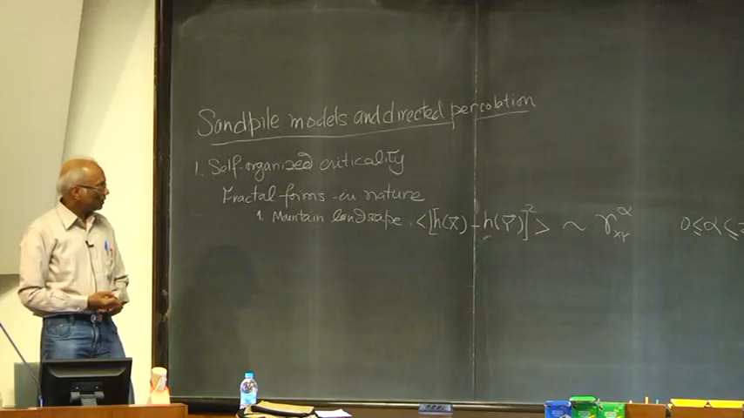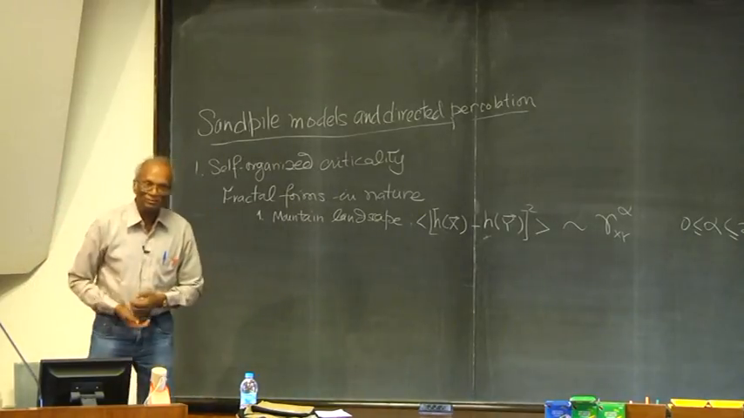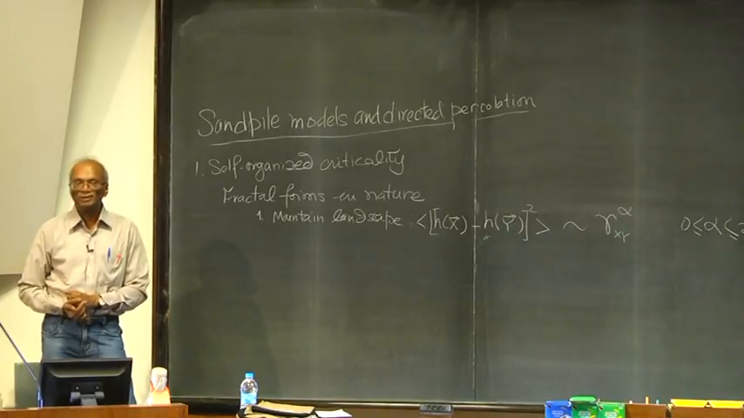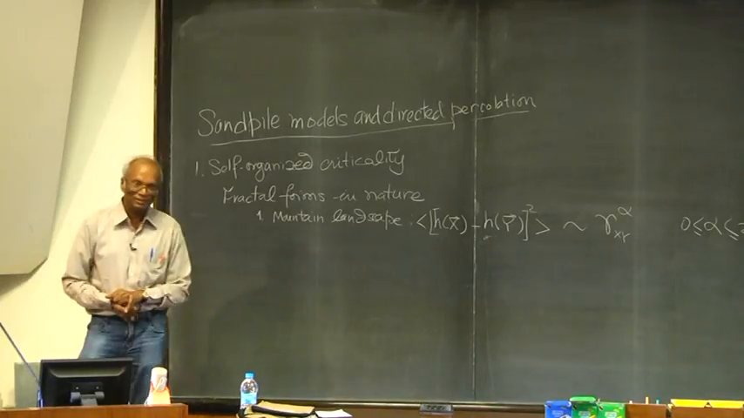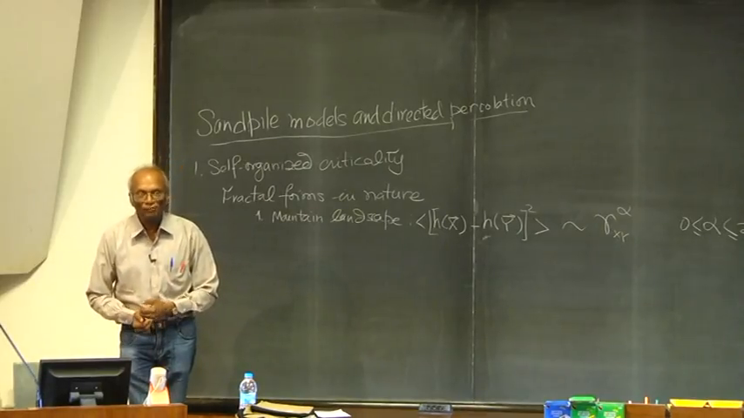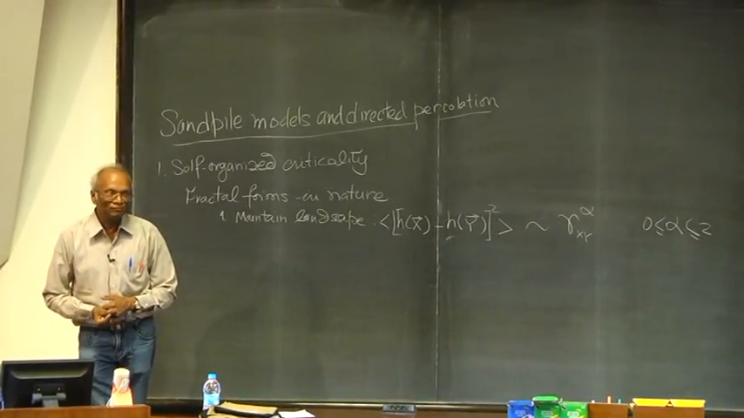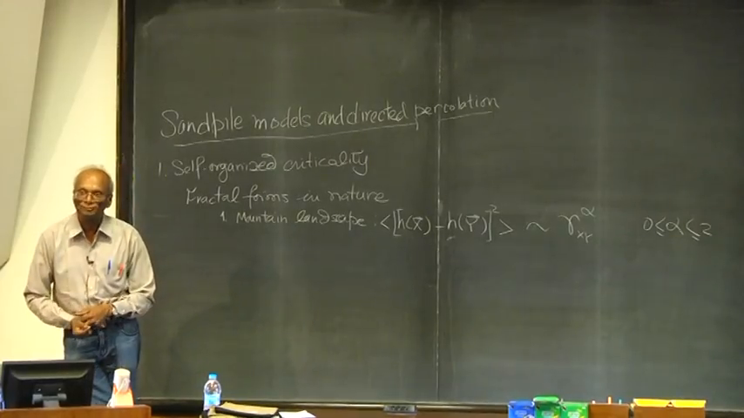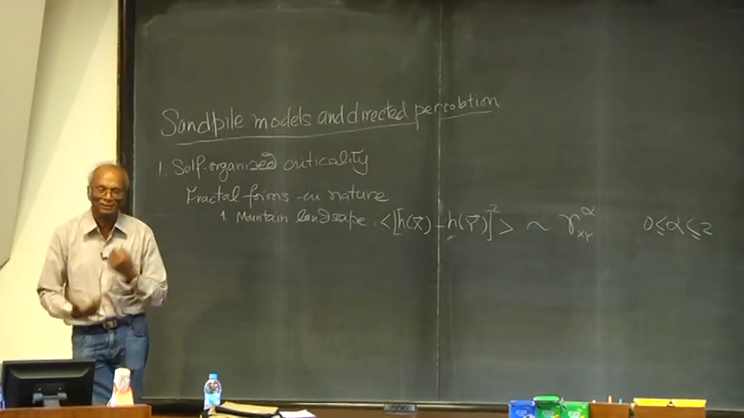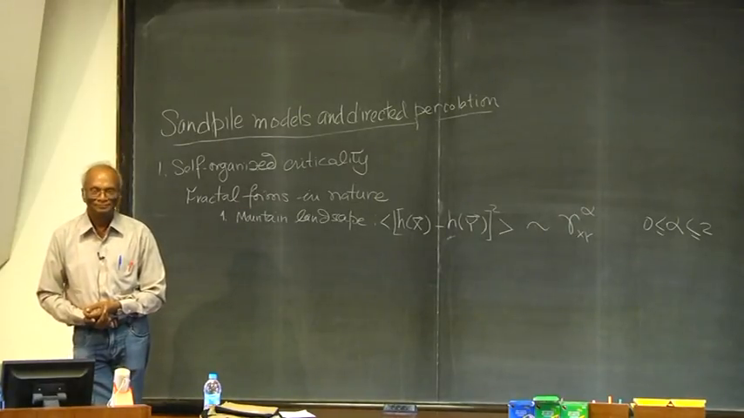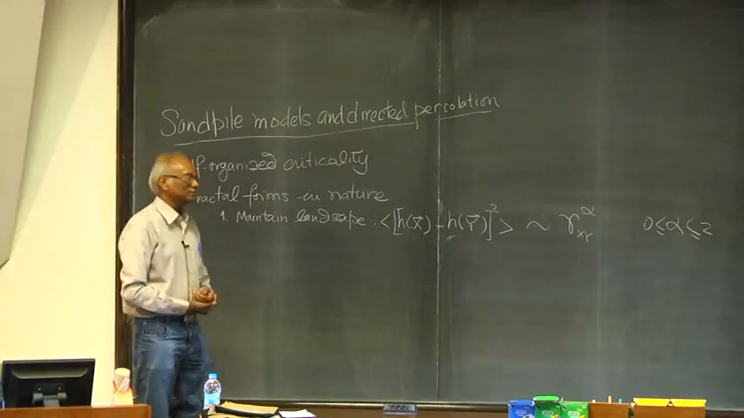Then people can go into actual field data and measure the value of alpha from real data, and then you find that the value of alpha is, can anybody guess how much it is going to be, because all of you have seen mountains. R is the distance between x and y. Yes.